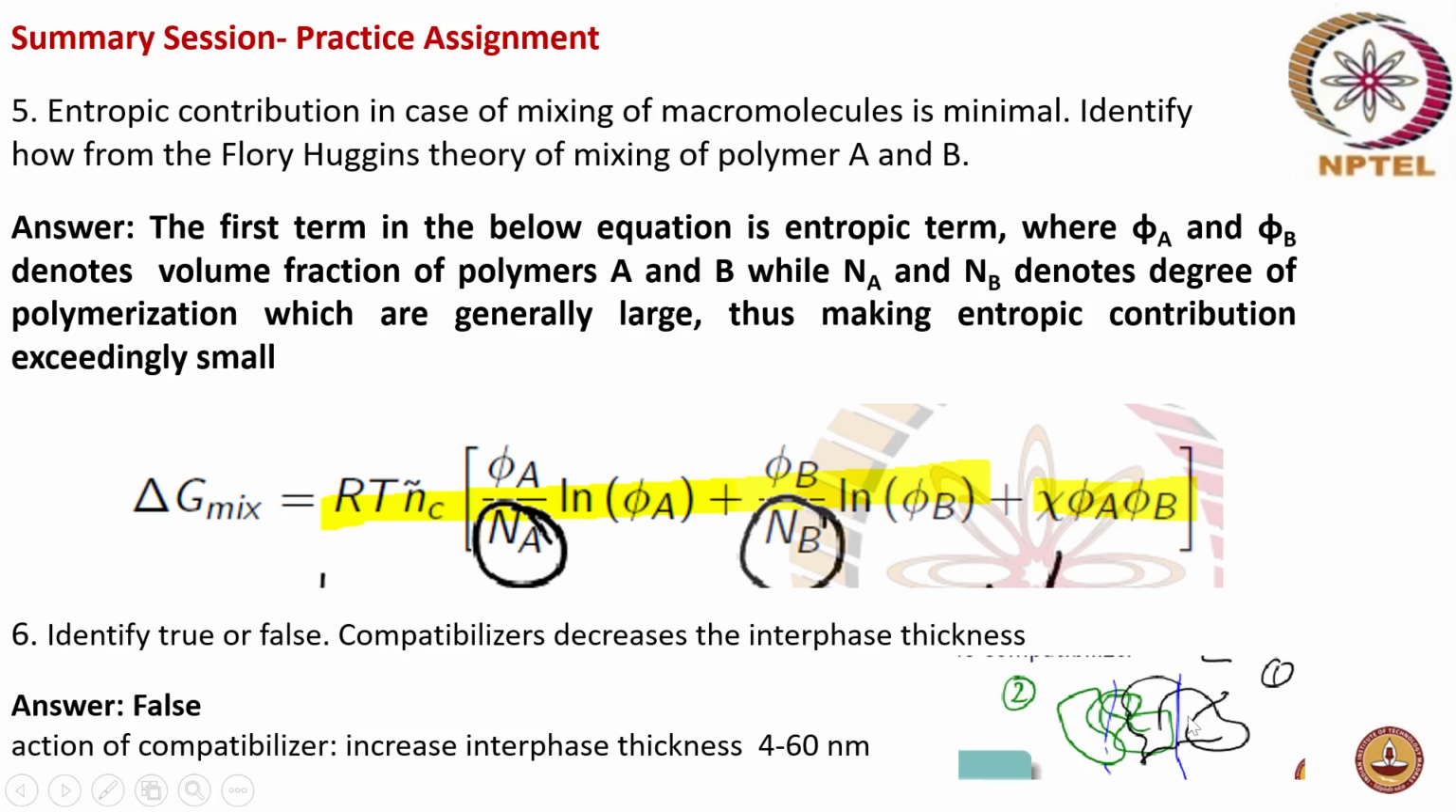As you can see in the image, when it is an incompatible set of polymers, you will have a very small interface here. Whereas in the presence of compatibilizers, instead of a very small interfacial thickness, the interfacial thickness increases to somewhere between 40 to 60 nanometers. So compatibilizers actually increase the interfacial thickness, and there is much more of a mixed area.